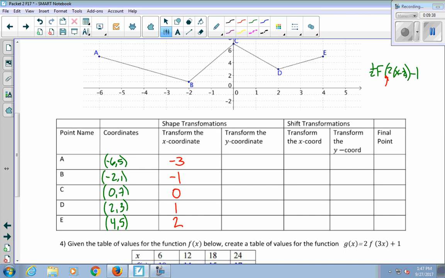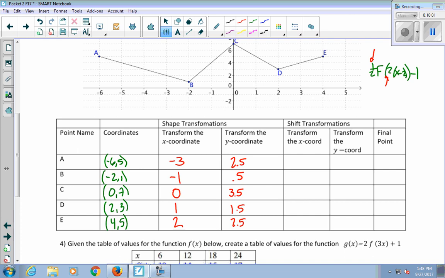Change the y coordinate by changing its shape. That's my 1/2, right, on the outside. That's exactly what you expect. You're going to take half of all the y coordinates. Okay, so I have 2.5, 1/2, 3.5, 1.5, 2.5. I'm just taking half of all the y's.